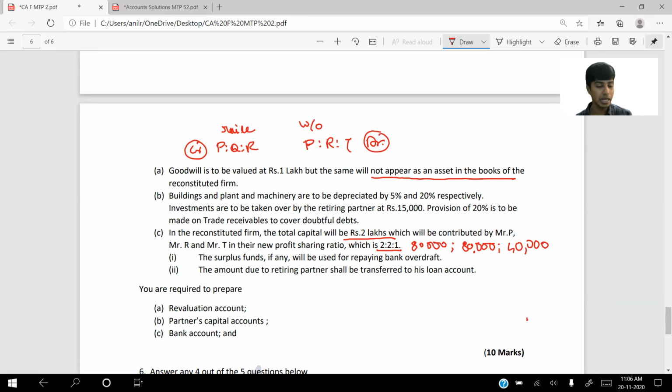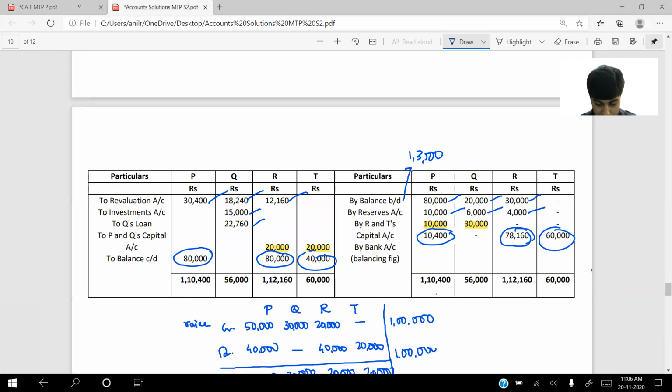$80,000, 40,000 to P, R, and T. And this is our balancing figure. These are not balancing figures. These are working capital adjustments, sorry, capital adjustments. That is the capital that should be maintained. And the balance is our balancing figure.